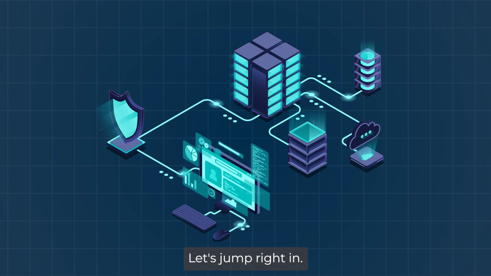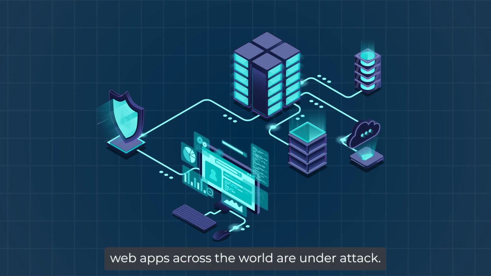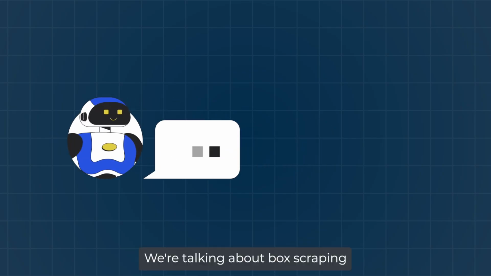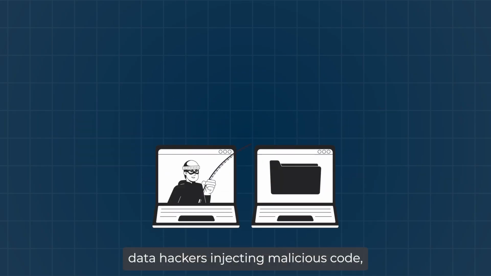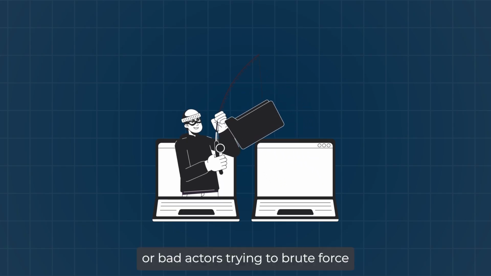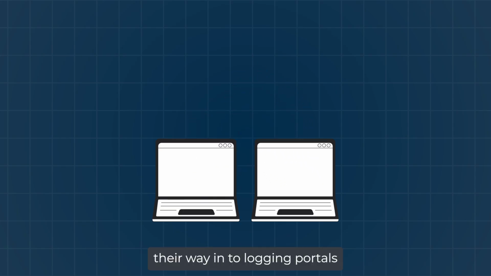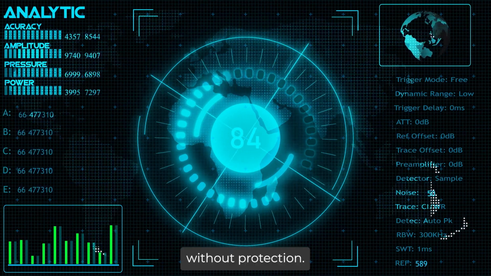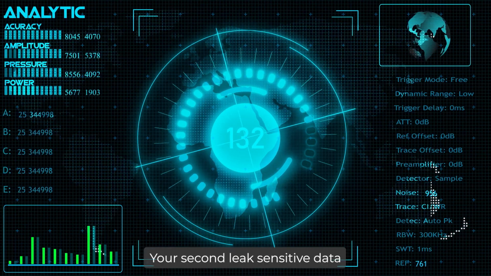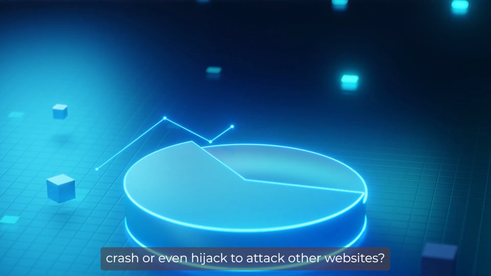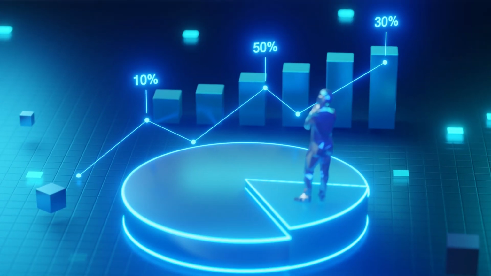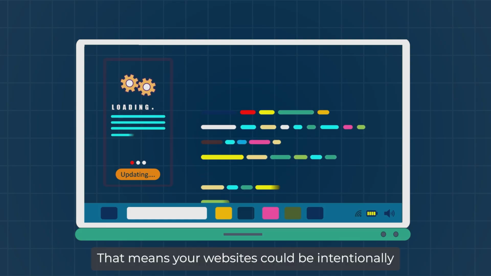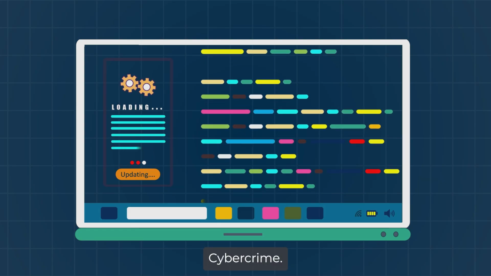Let's jump right in. Every single second, web apps across the world are under attack. We're talking about bots scraping data, hackers injecting malicious code, or bad actors trying to brute force their way into login portals. Without protection, your site can leak sensitive data, crash, or even be hijacked to attack other websites. Yep, that means your website could intentionally become part of someone else's cybercrime.